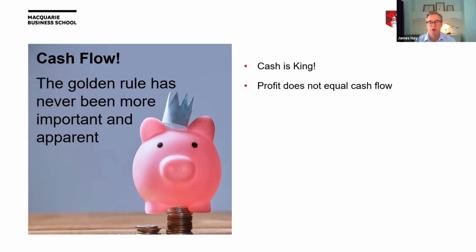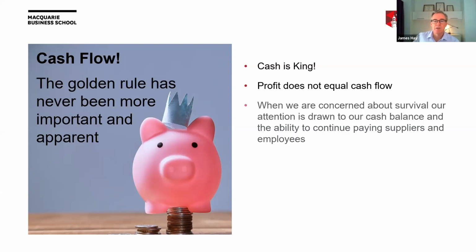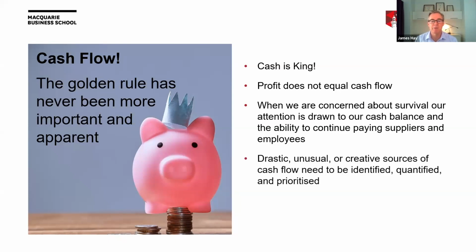So we need to look at the profit and loss versus cash flow equation from both sides. When we're concerned about our survival, our attention is drawn to our cash balance and our ability to continue to pay suppliers and employees. And it may mean that we need to consider drastic, unusual, or creative sources of cash flow. The idea is we need to identify all these sources of cash flow, quantify them, and prioritize them. And that's where the financial modeling comes in. Financial modeling is the tool to identify, quantify, and prioritize these cash flows.